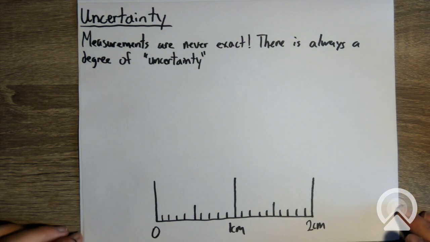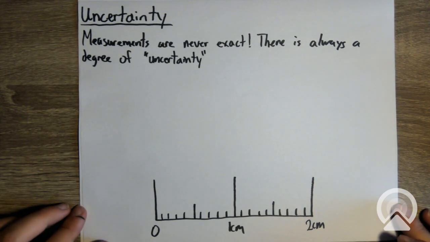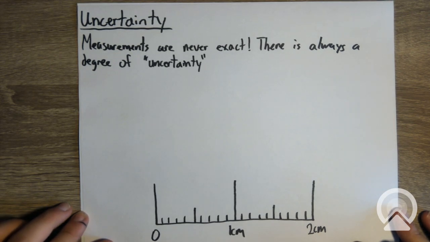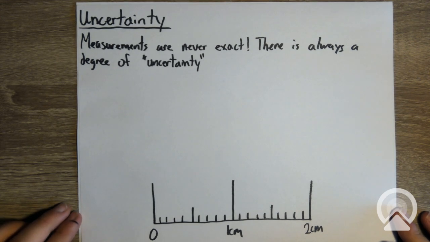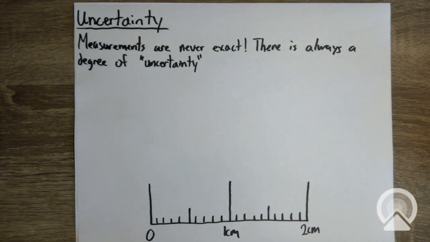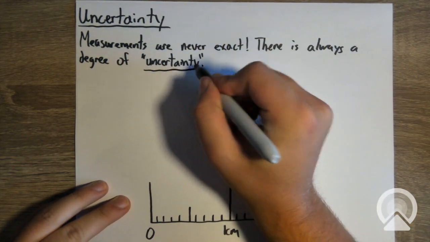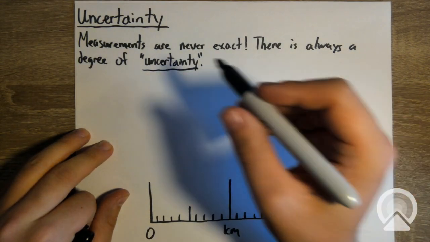I'm going to talk a little bit about uncertainty today. Uncertainty arises from the fact that we can never make completely exact measurements, can never be completely accurate. There's always a degree of uncertainty in those measurements, hence the name. Now, this can come from a few different things.